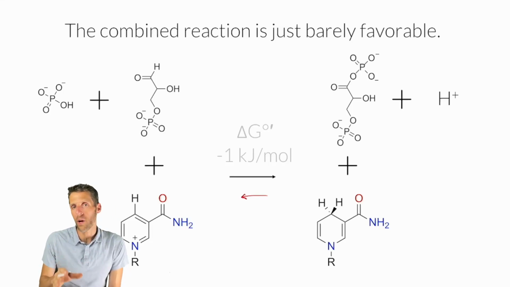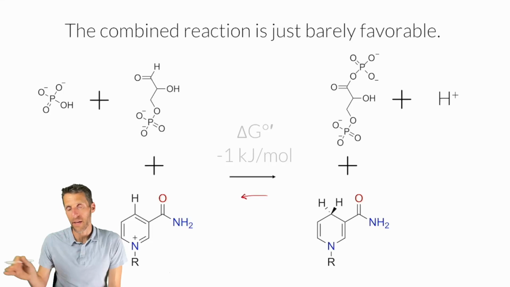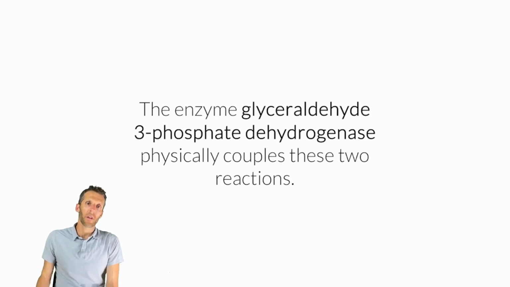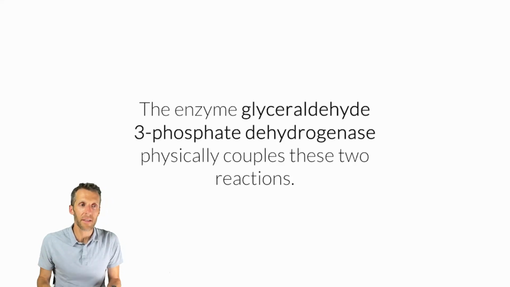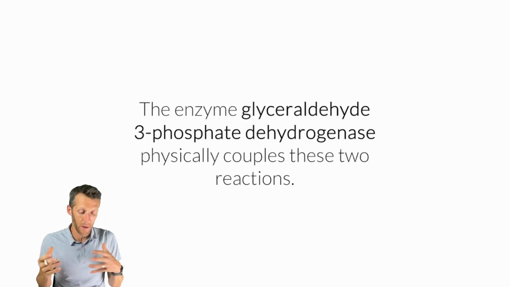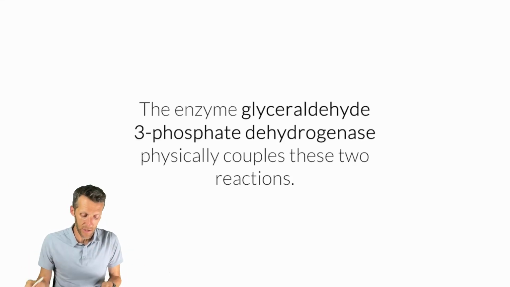So don't worry, we're going to make it all favorable by coupling it to the next step in the reaction. But for the moment, let's look at this barely favorable reaction and see how it occurs. It turns out that we can do the favorable reaction and also the unfavorable reaction by an enzyme that actually physically links these two reactions to each other.